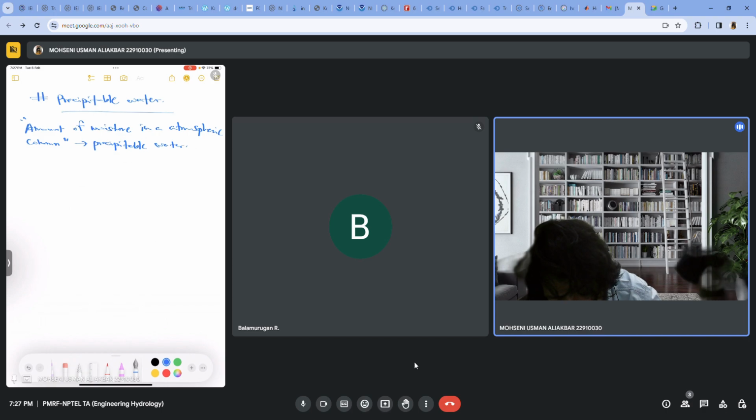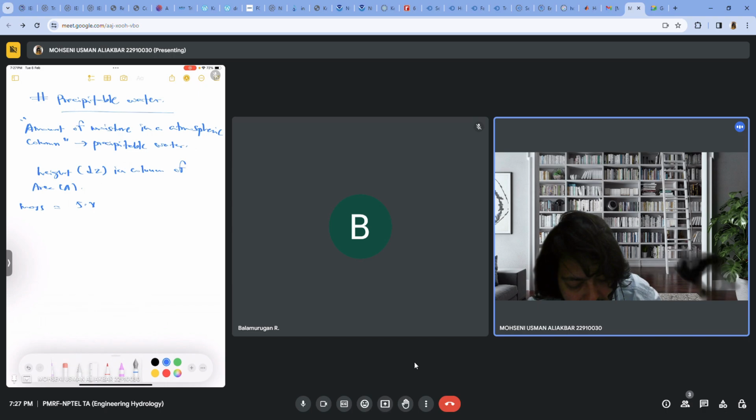So let us consider an element of height dz in a column of area A, and let us say we want to find its mass. So mass would be density into volume. Here density is nothing but density of air, and volume can be area multiplied by the height of column. So this is nothing but mass of air.